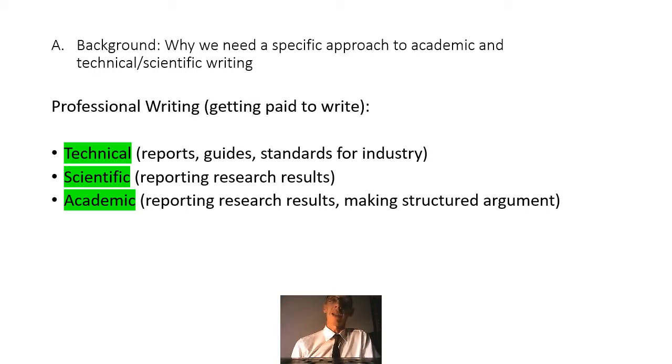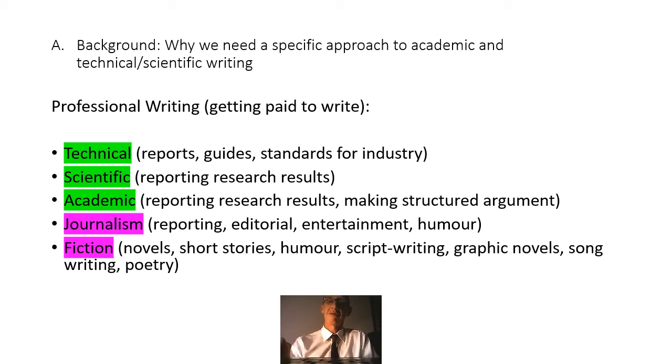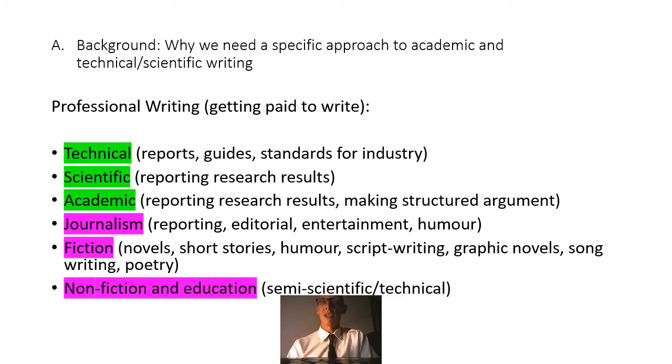And a lot of science is done for free. A lot of people are living on a very low income, conducting research to move our society forward. But I digress. What I'm trying to say is that there are many forms of professional writing. Journalism is a very well established form of professional writing, as is fiction and non-fiction and education writing. So what sense do we make of this?